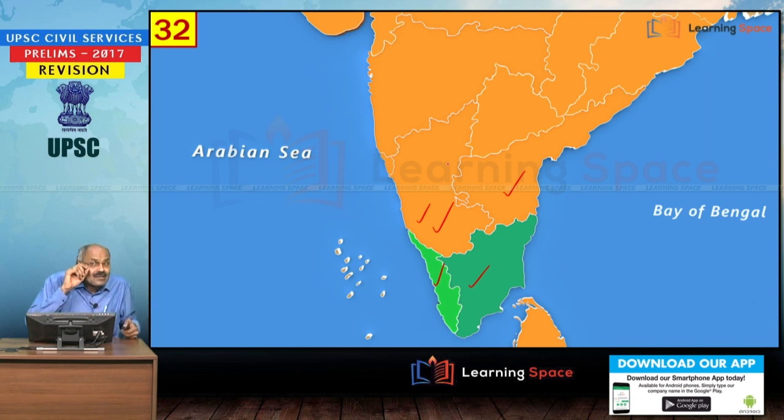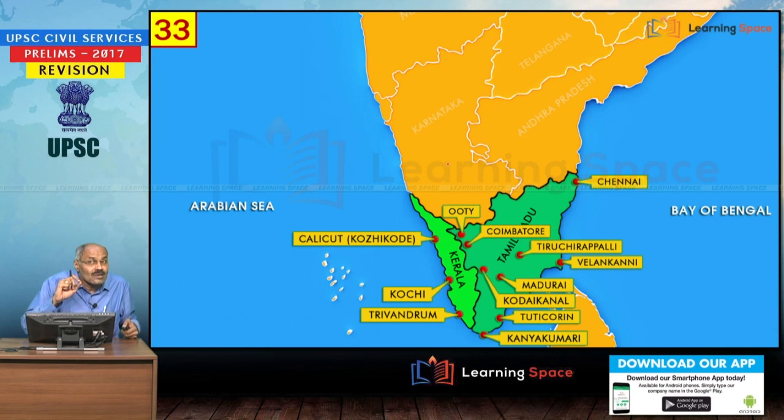Then if you go further, Tamil Nadu important cities, of course Chennai is the capital, Coimbatore, then Tiruchirappalli, Velankanni, Madurai, Kodaikanal, Ooty. Ooty is situated in the Nilgiri Hills, please don't forget, and Kodaikanal is situated in the Palani Hills, and these things don't forget.